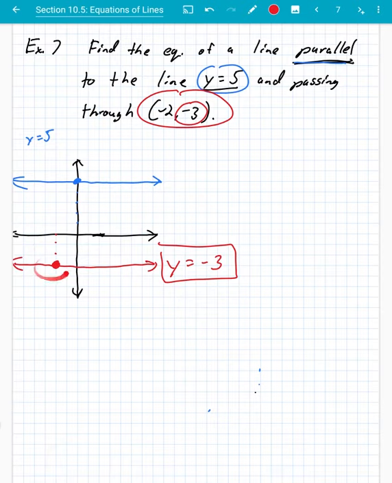But not only that, it goes through this point. Remember, there's an infinite amount of lines that could go here and here and here that would be parallel, but it wanted it through this specific point. So that'd be the answer.